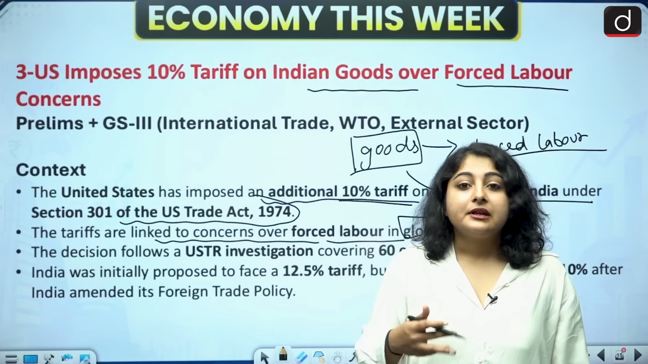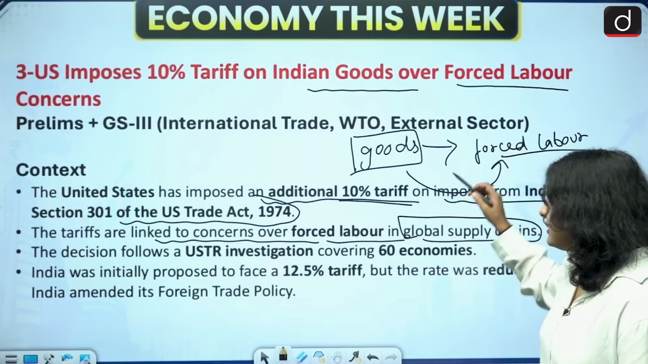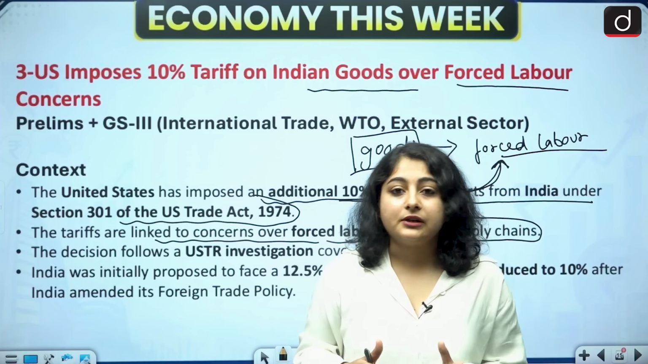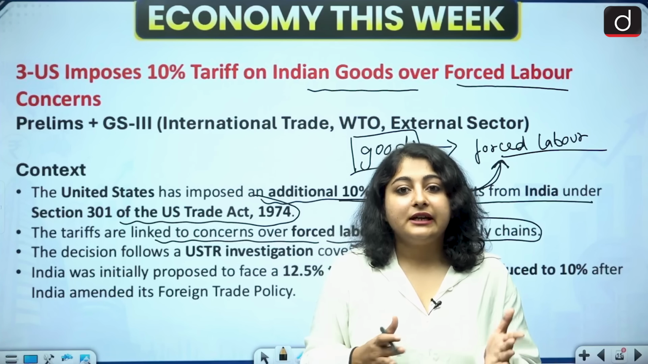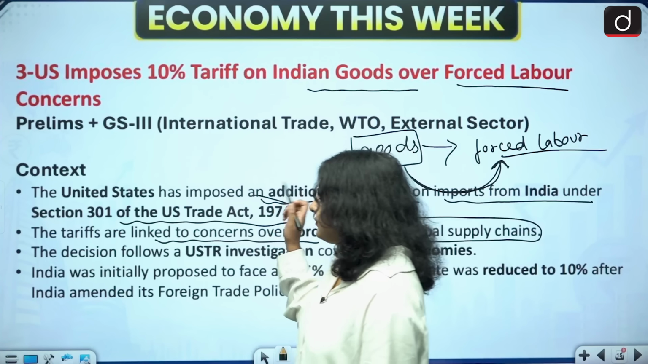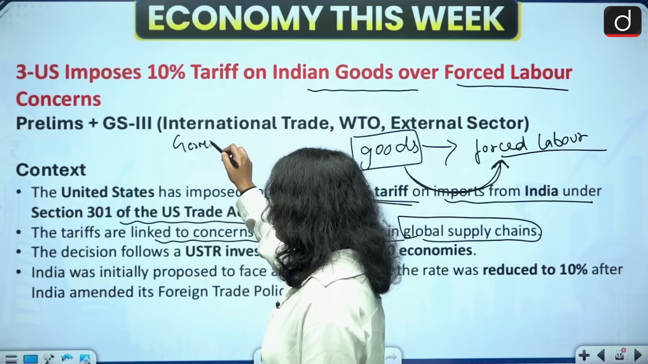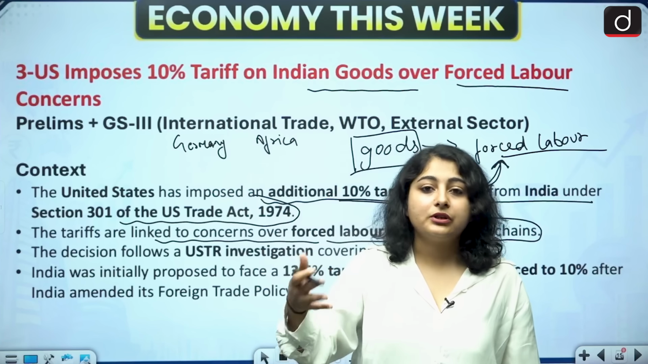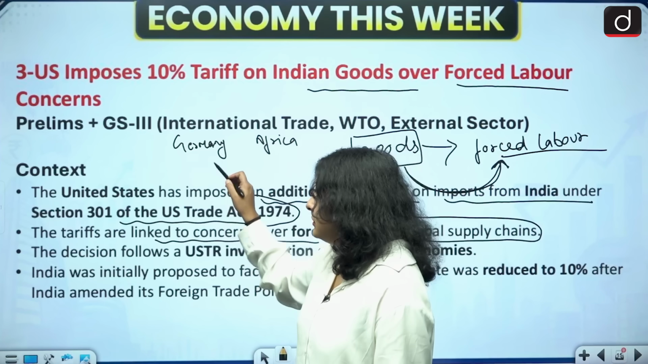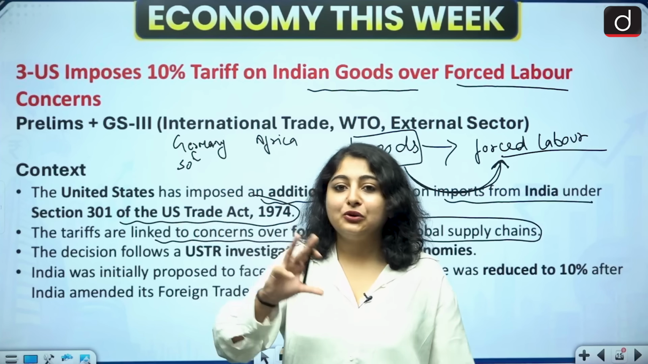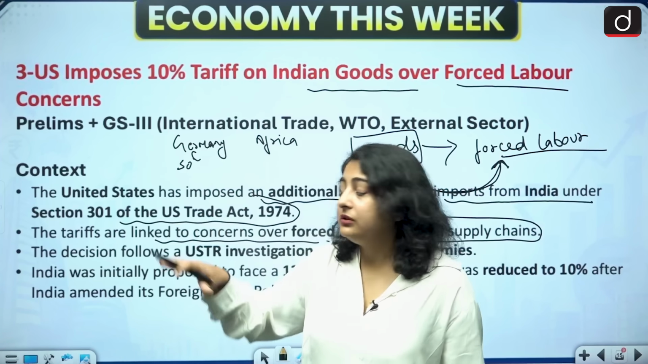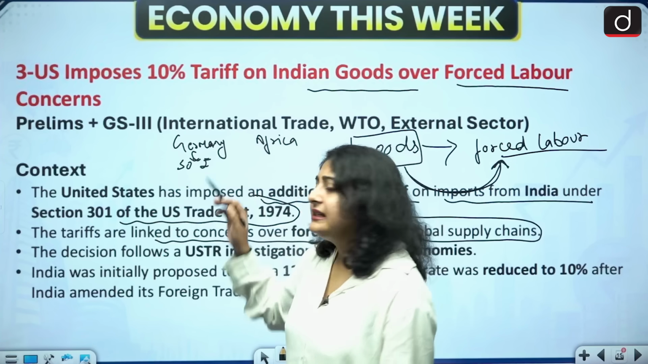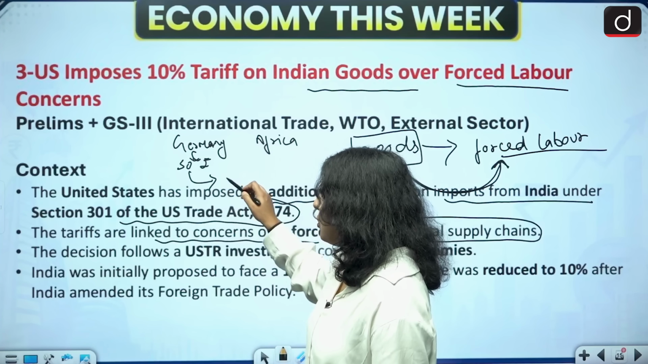Now, why is the US so concerned about this? See, because goods manufactured using forced labor, in some way or other, distort our international trade. Let me explain how. Okay, for example, there is one company in Germany and one company in Africa. Both these countries are producing toys. Now Germany is paying 50 rupees. I know the currency of Germany is different, but just to simplify this news, let me give you an example. Germany is paying 50 rupees to its laborers, and they are producing a toy which costs around 100 rupees.